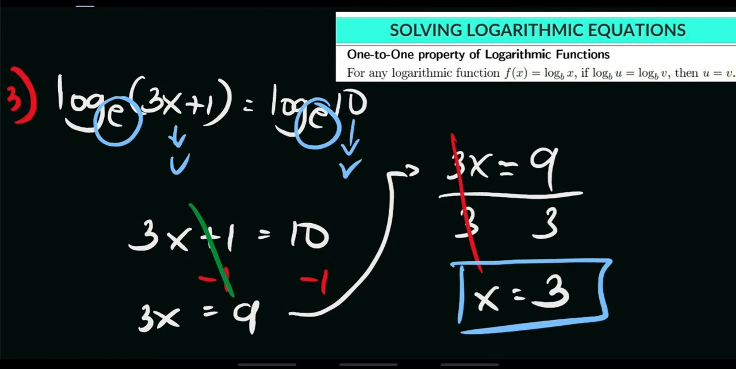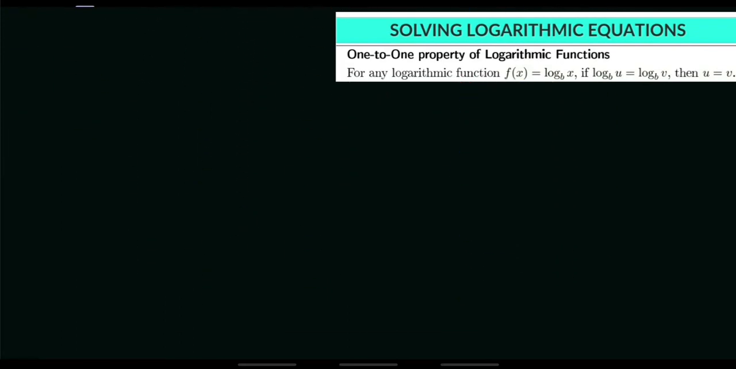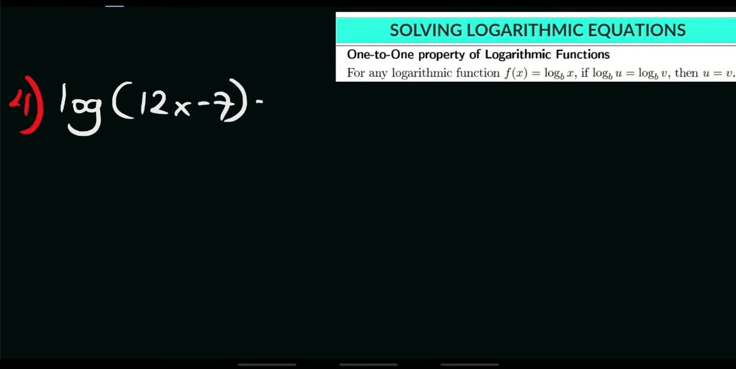Okay, next, another problem. For example number 4, say we have the logarithm of 12x minus 7, and that is equal to another logarithm of 3x plus 11. Again, I encourage you to pause this video and try to solve this problem on your own. Alright, so let's answer this.